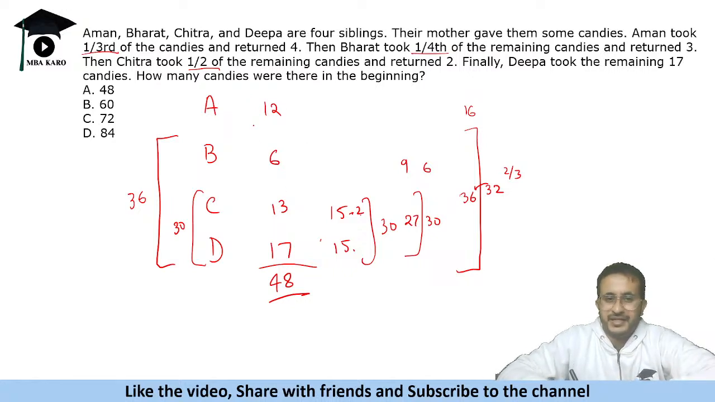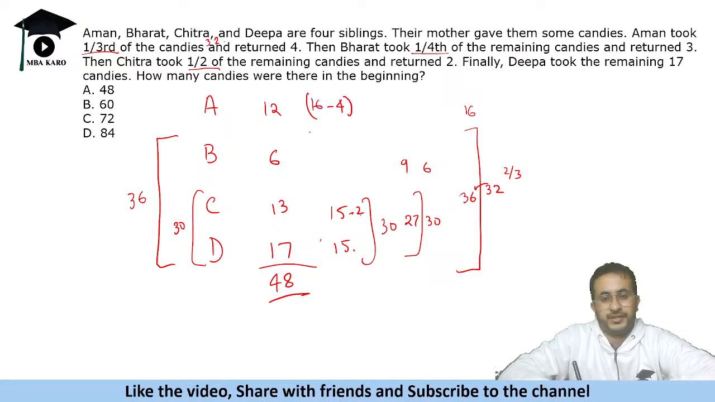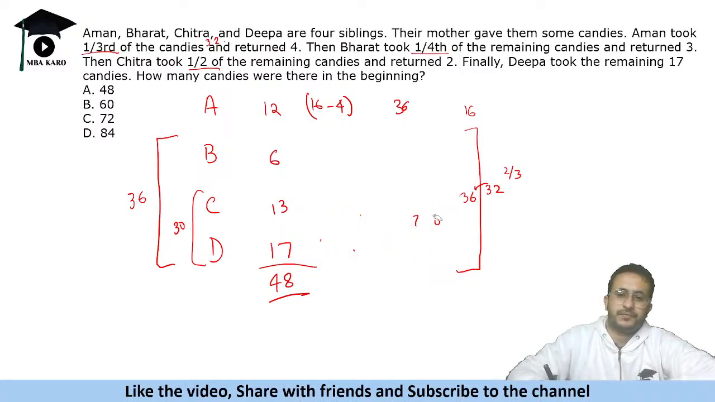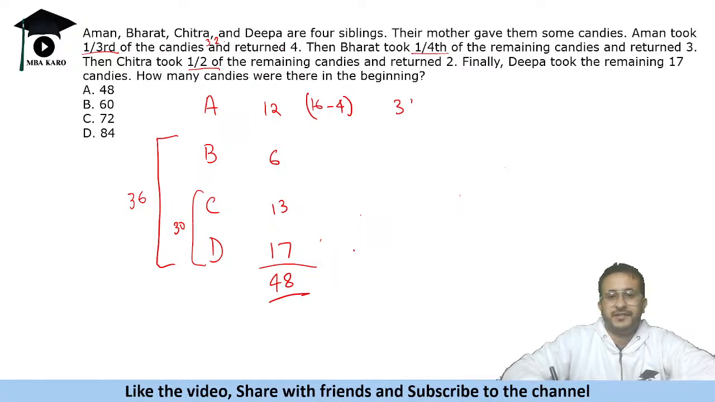There were 48 candies. Aman came. He took 12 candies. So like he took 1/3 of the candies. First he took 1/3. So that means 32 were left and then he returned 4. So पहले इसने 16 पिक किए फिर उससे 4 रिटर्न कर दिए. So 36 बच गए. Now 36 are left.